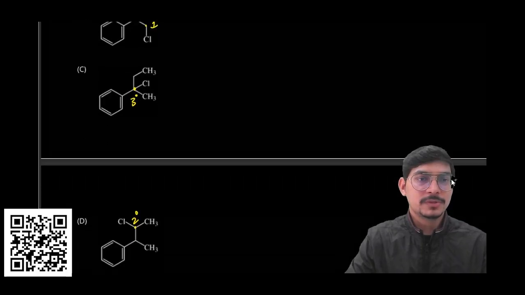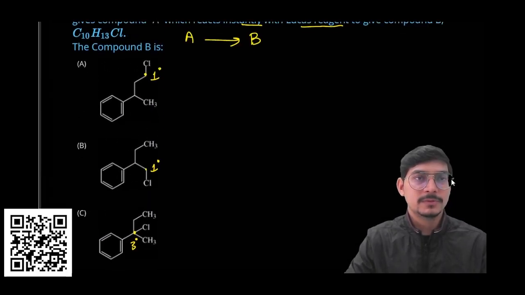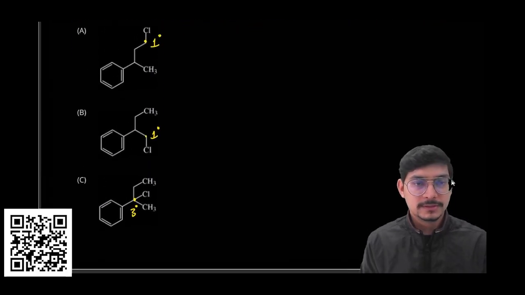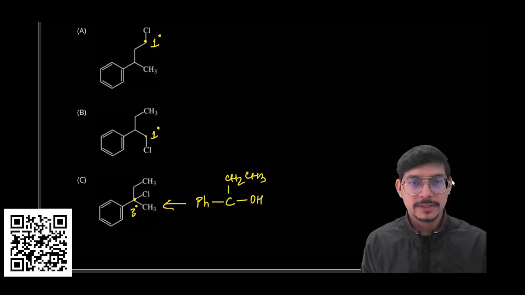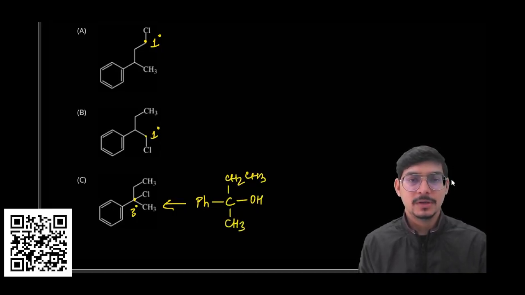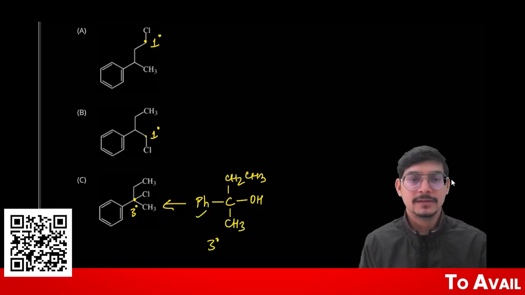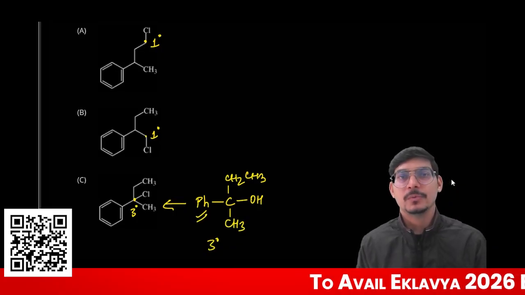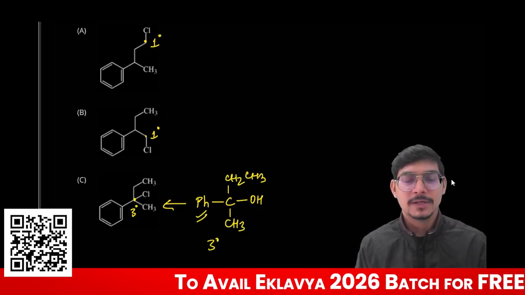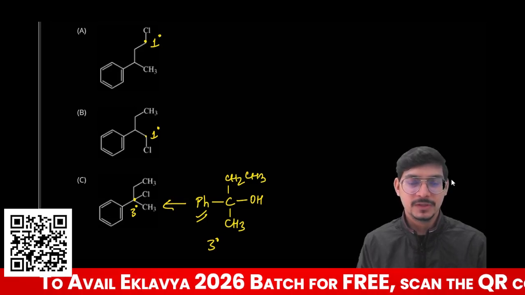So from the given options, option C makes absolute sense here, because this compound comes from PhC(CH3)(OH)CH2CH3. So basically this alkyl chloride comes from this alcohol, and yes, because it is a tertiary alcohol, it has a phenyl ring attached to the carbon, which is joined to the OH group. So this gives a very stable carbocation and hence reacts very fast in the Lucas test.